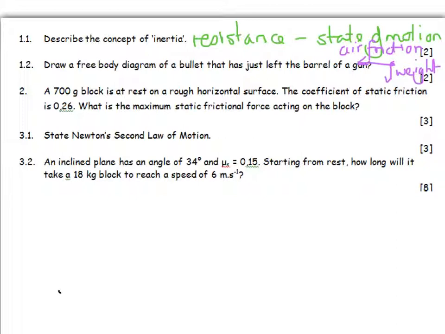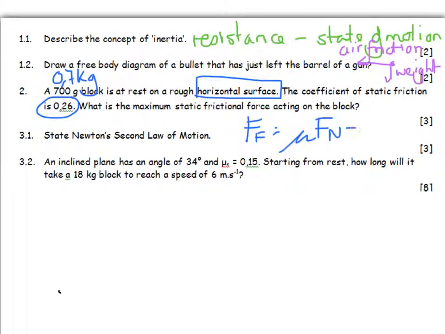Now we've got a 700-gram block. We better change that into 0.7 kilograms. And we've got a coefficient of static friction. We are on a horizontal surface, so we don't have to worry about any causes or signs or components or anything. We just want the frictional force. Frictional force is equal to mu times force normal, and the force normal is mass times gravitational acceleration when you are on a horizontal surface. 0.26, 0.7, 9.8, and your answer comes out to 1.78 newtons.